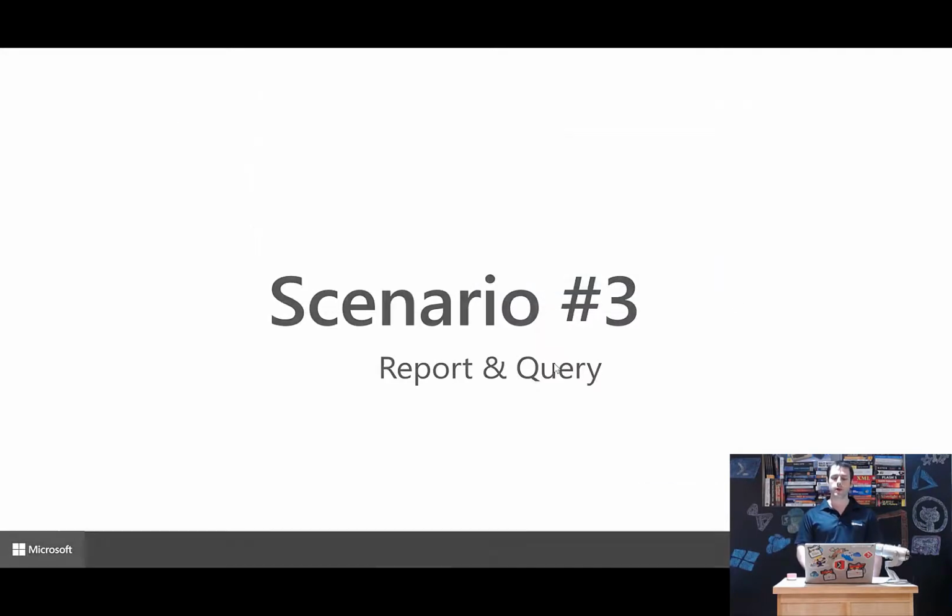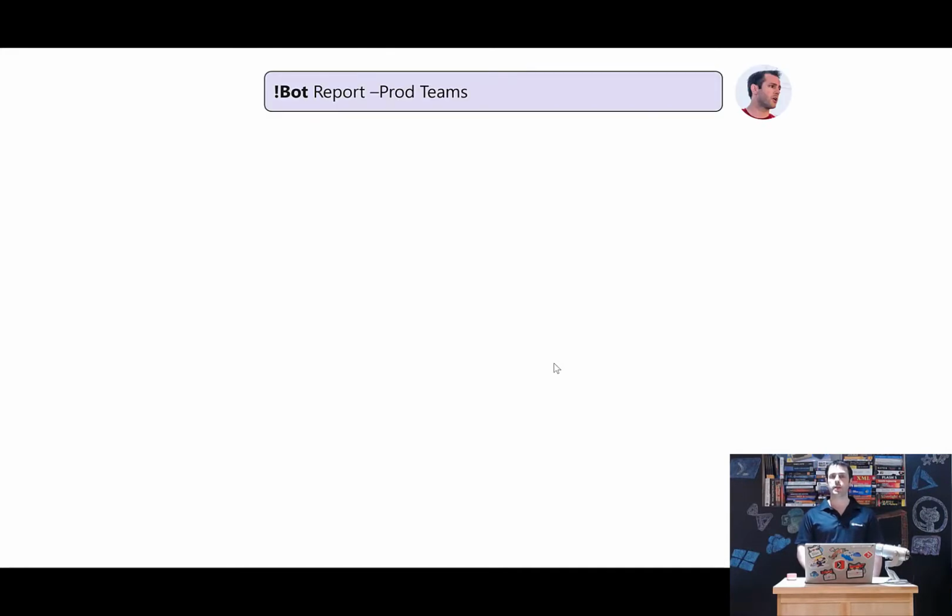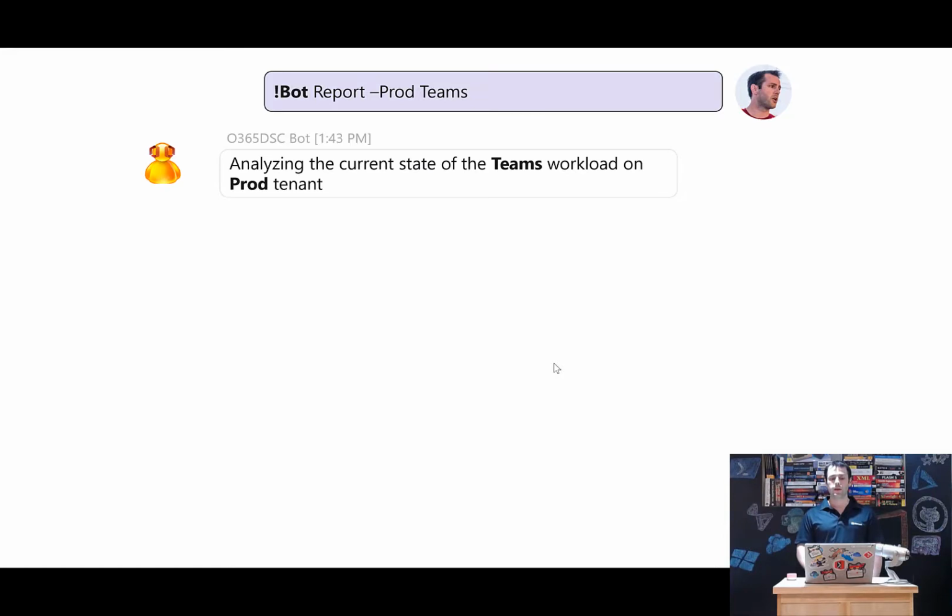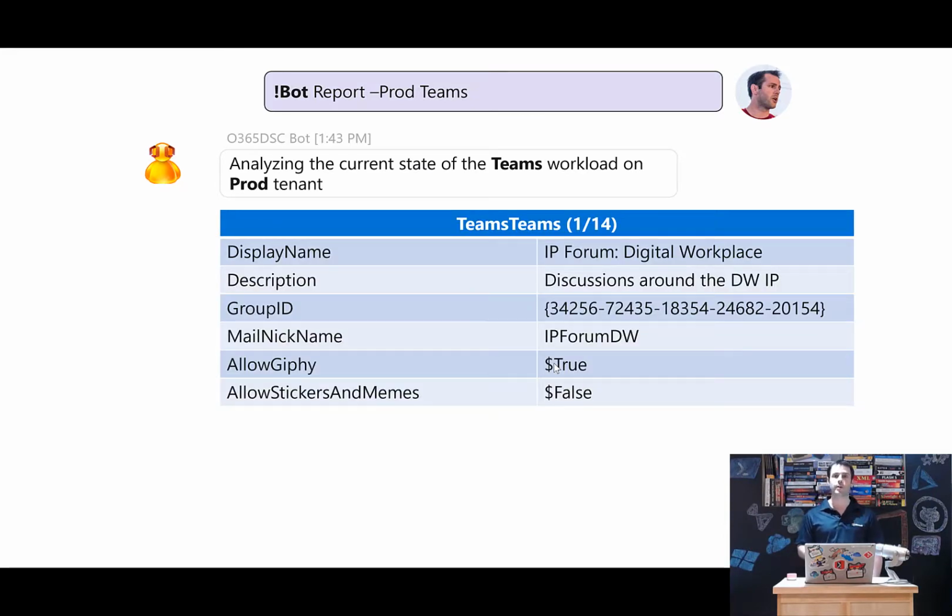And then the third one is reporting and querying, right? So let's say you want to get a list of your teams. You would ping the bots to get a report on production tenant teams, and it would just come back with a list of your teams and the values extracted. So that would use reverse DSC on the fly and get you the results inside of a chat window.